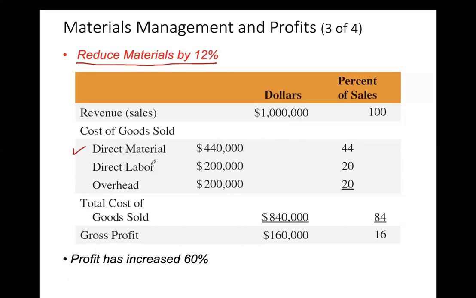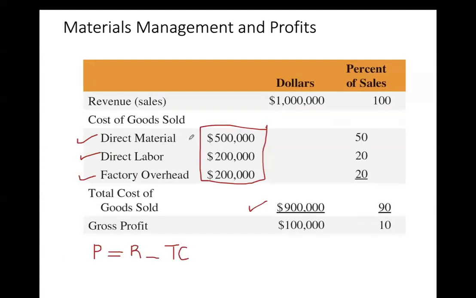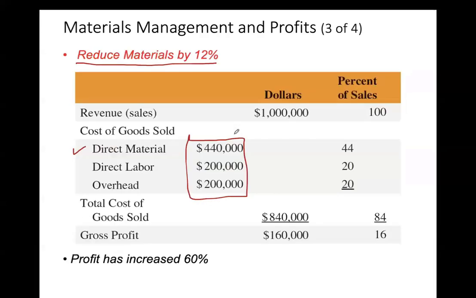Labor cost remains the same, overhead remains the same, revenue remains the same. And now we have to calculate how much increase in profitability happens. So we know this is the total cost of goods sold, and the only difference between this one and this one is material cost. Initially, this material cost was 500,000, but after the 12% reduction, it becomes 440,000, and the total cost becomes 840,000. Your profit will become revenue minus total cost. 1 million minus 840,000 is equal to 160,000.